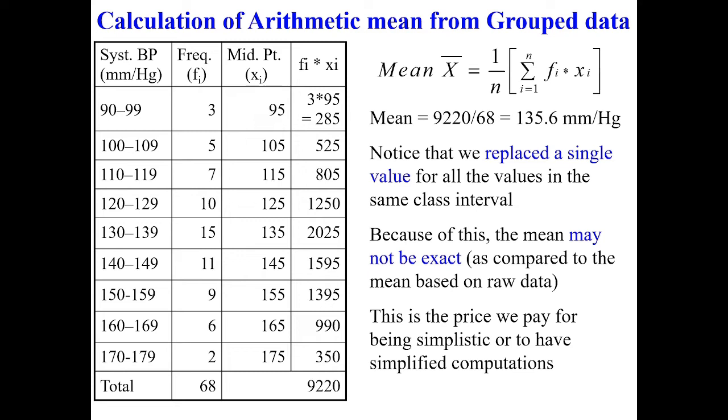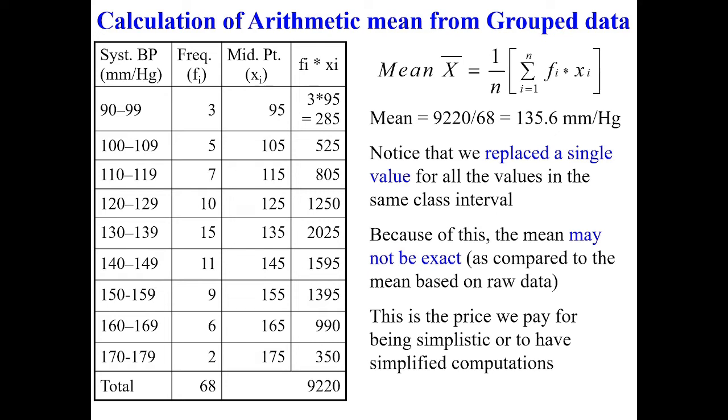So what we presume is that these 3 observations are likely to be close to the midpoint of this interval. What is the midpoint of this interval? 90 to 100, so 95 is the midpoint. Now 3 persons, each is likely to be close to 95. So the sum is 3 times 95, 285. Like that for all the intervals you calculate, and you get a sum of 9220. Since there are 68 observations, you divide by 68. 9220 divided by 68 is equal to 135 mm Hg.